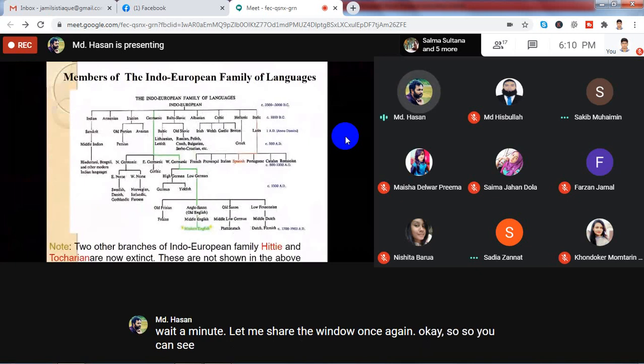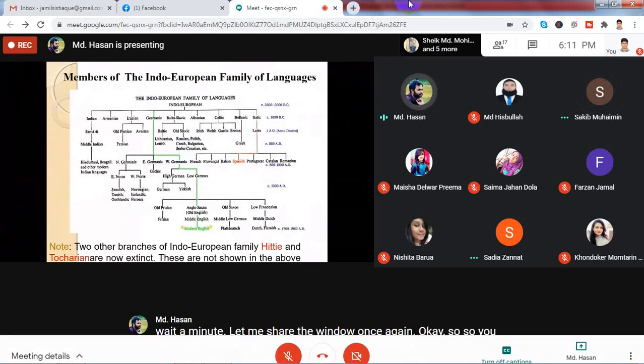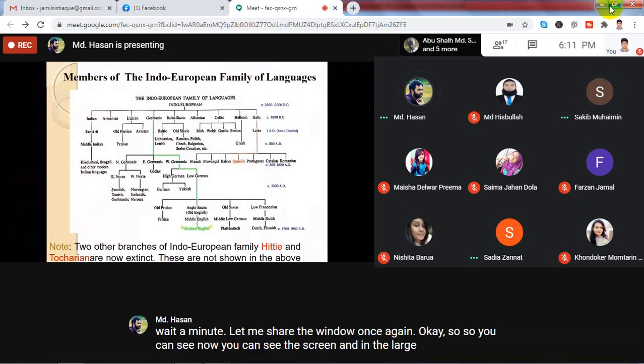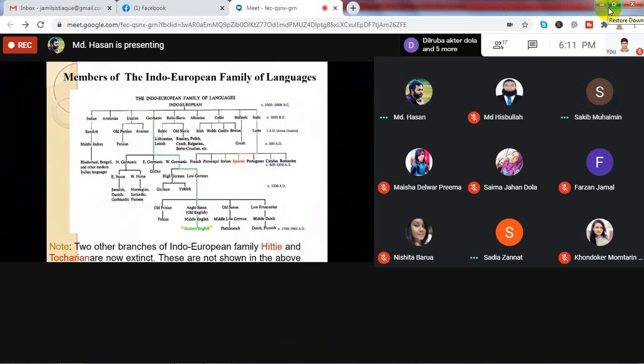Okay, so now you can see the screen in the large version, right? Yes, sir. You can see the Bengali and Hindustani, all of the languages in the Indian subcontinent. It came from Middle Indian, Sanskrit, then Indian. Then it was linked.